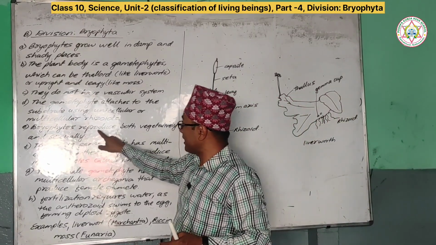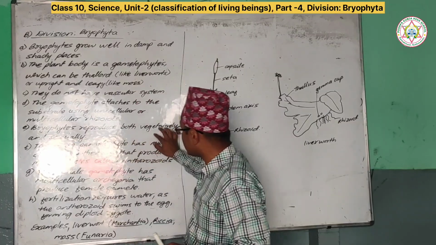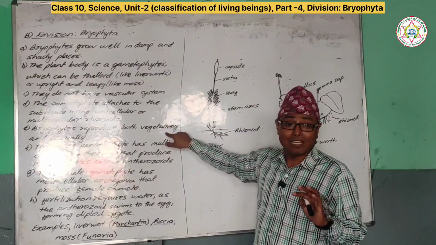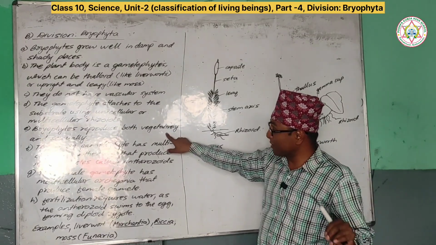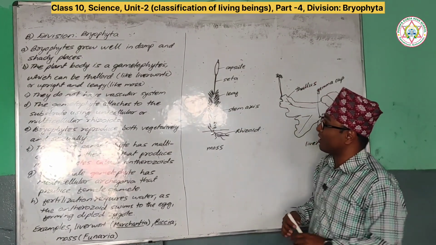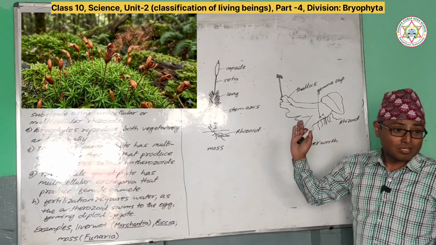So Bryophyta reproduce both vegetatively and sexually. Vegetative means asexual. So they reproduce both sexually as well as asexually. Asexual reproduction that takes place in Bryophyta is called sporulation. They reproduce by the process called sporulation.